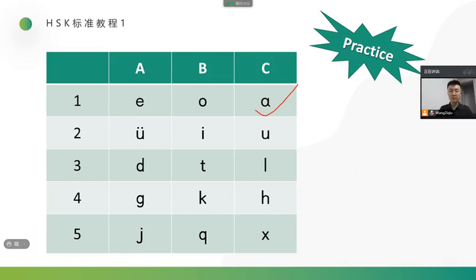鱼, 鱼. It's A. Next. 特, 特. B. Next. 歌, 歌. A. Next. 西, 西. Which one do you choose? The answer should be C. Okay, are you all right?